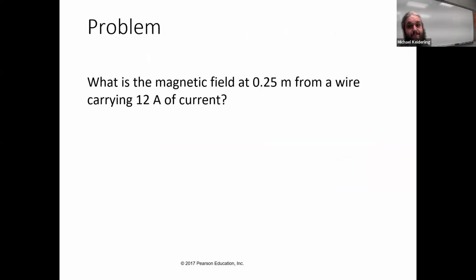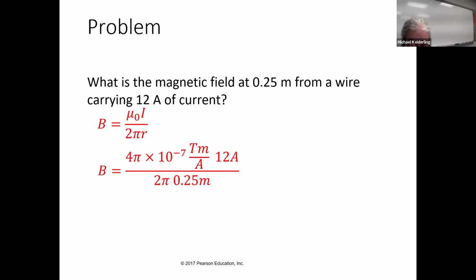So what's the magnetic field at 0.25 meters from a wire carrying 12 amps of current? Well, magnetic field is mu naught I over 2 pi times the radius. So mu naught is 4 pi times 10 to the minus 7 Tesla meters per amp times 12 amps over 2 pi times 0.25 meters. That magnetic field ends up being 9.6 times 10 to the minus 6 Tesla.